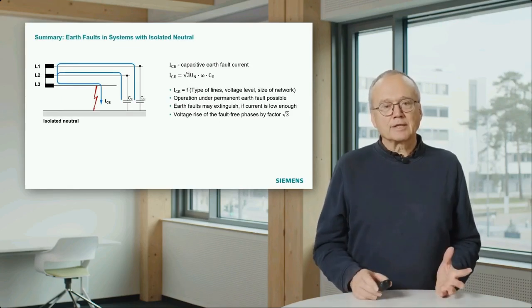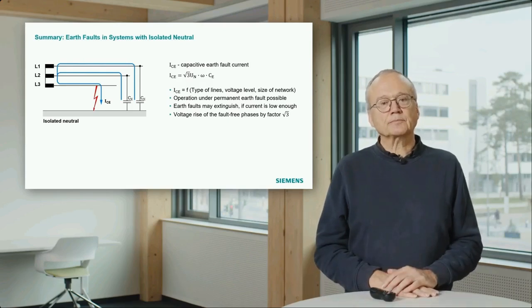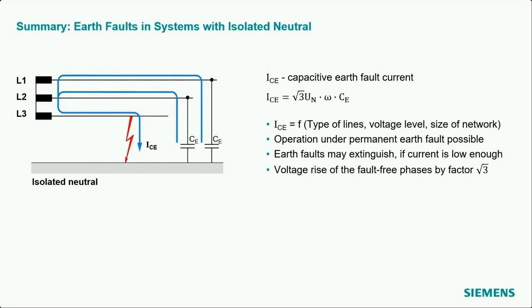We can summarize that. In such a system with isolated neutral, the current we have under earth fault condition can be calculated from voltage and line frequency. That means the earth fault current is defined by, first of all, the type of lines. Do we have overhead lines or cable? Because cable have much higher capacity than lines. So in cable systems, the earth fault current is much higher.